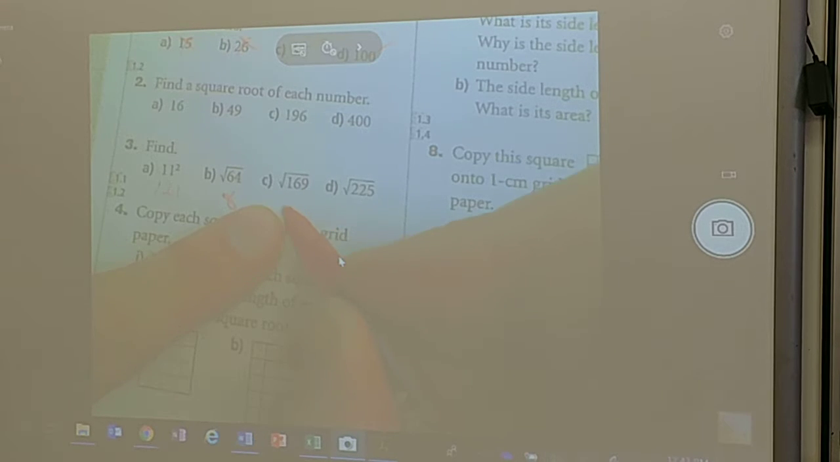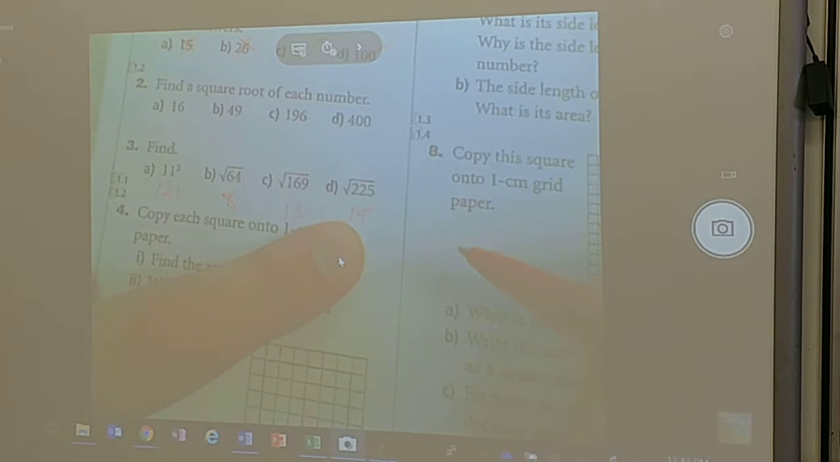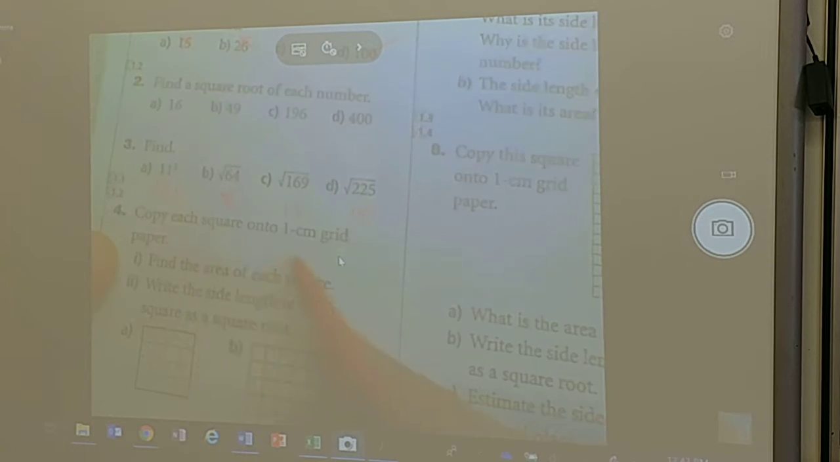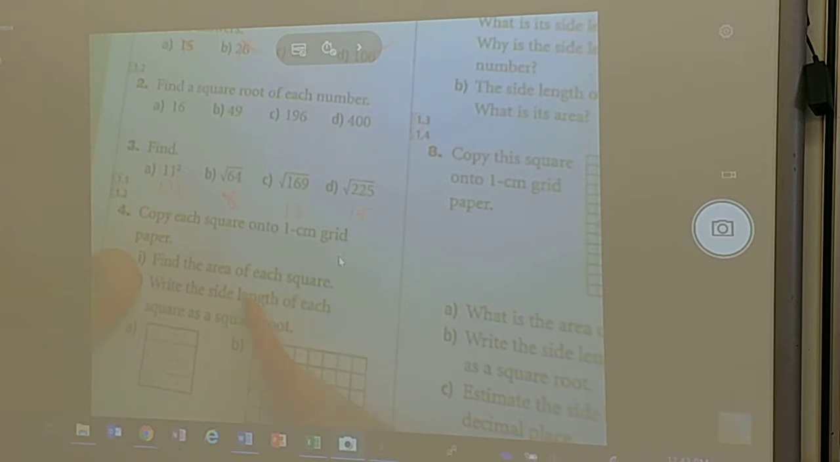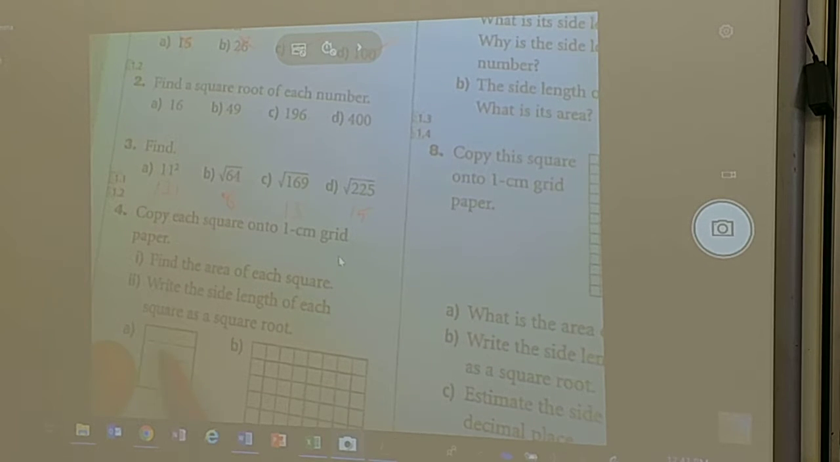I think that's 13. I think this one is 15, if I recall correctly. Copy each square on a 1 centimeter grid. Find the area of each square. What's the area of this one? 16, you got. Find the side length.